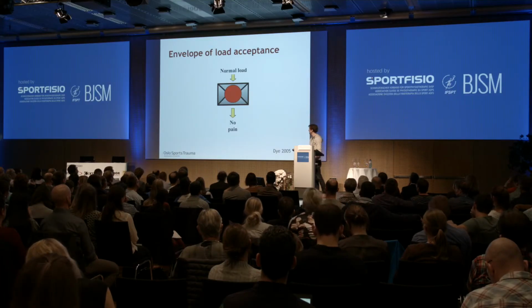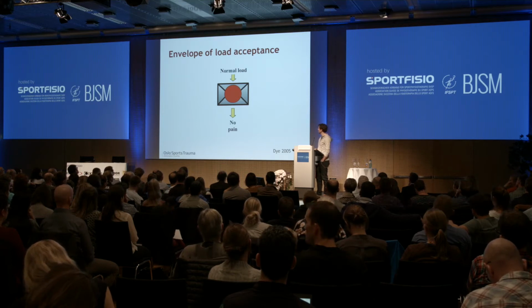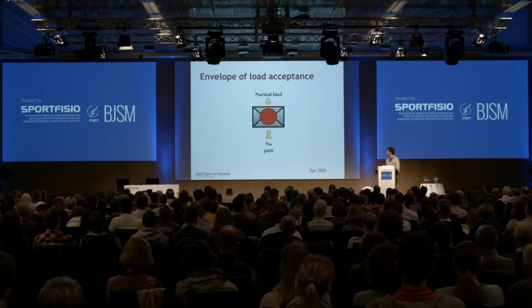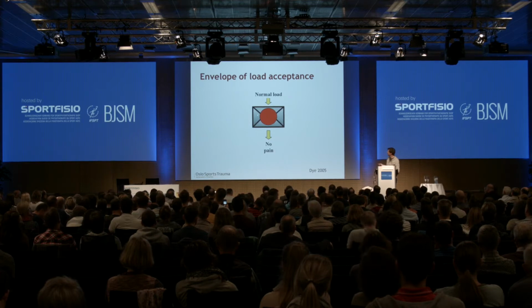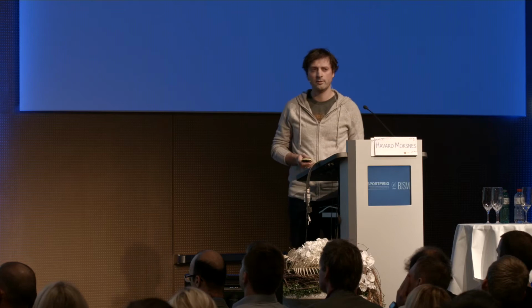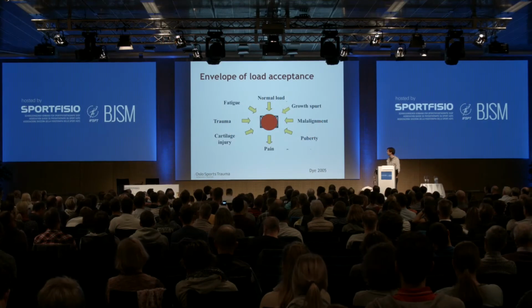I usually use this model in the clinic, in the patient room, to try to explain and get them to understand why they have anterior knee pain if they play basketball 6 times a week and 2 or 3 matches every weekend. So the envelope of load acceptance: if the red circle is within the envelope, then you have no pain. But when you're an adolescent and you're growing and everything else is happening, we know that the envelope can shrink, so you can still have the same load which was normal before, but now it's too much for what your body can handle.